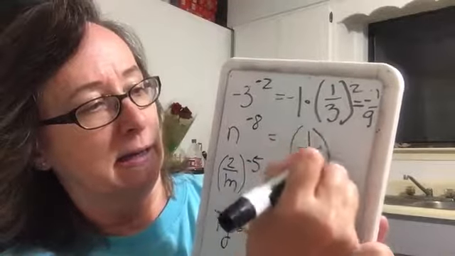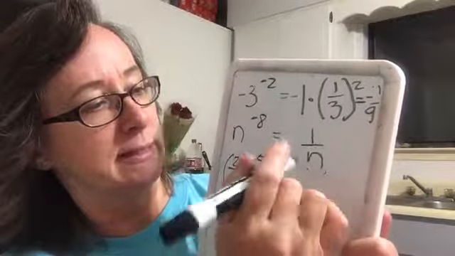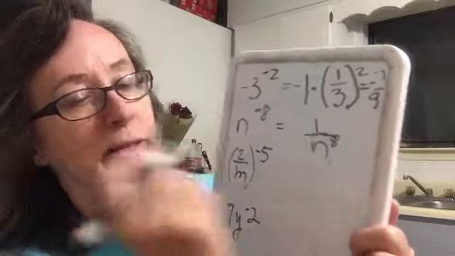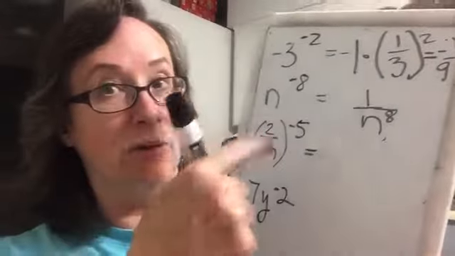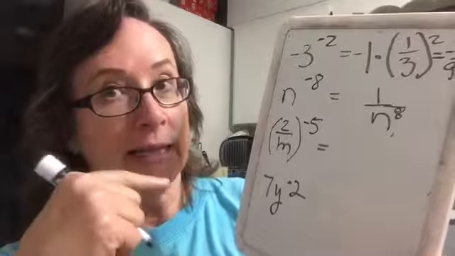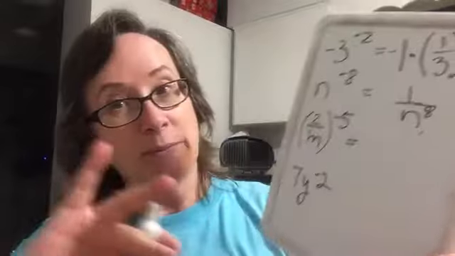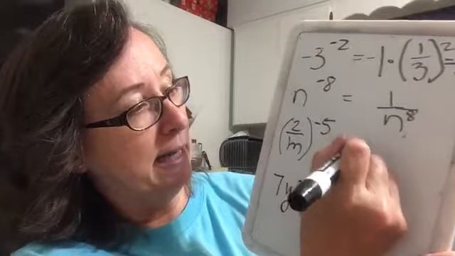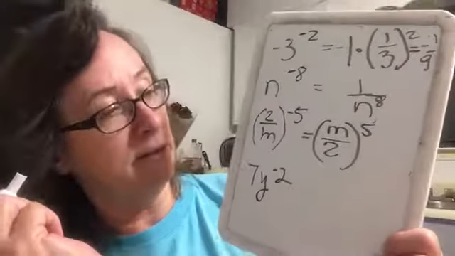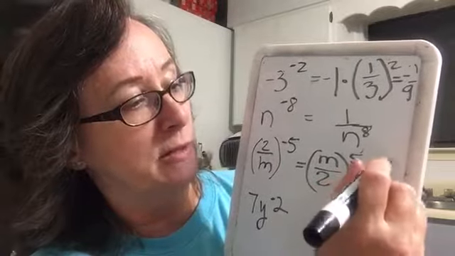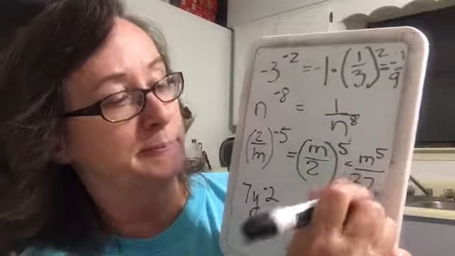Okay, we got an n to the negative 8, which is going to be 1 over n to the 8th, which I don't need to put in parentheses. 1 over n to the 8th. And then, since this is a quotient, and the parenthesis means that everything is raised to the negative 5 power, I'm going to take care of both at the same time by flipping the whole thing over and get m over 2 to the 5th, the positive 5, which means I'm going to get m to the 5 over 2 to the 5, and 2 to the 5 is 32.